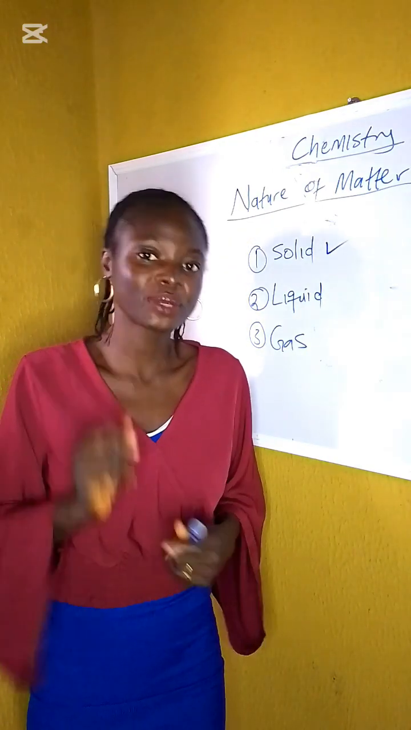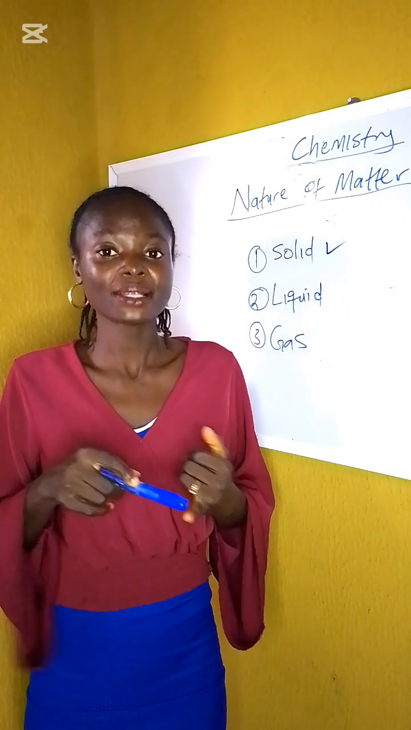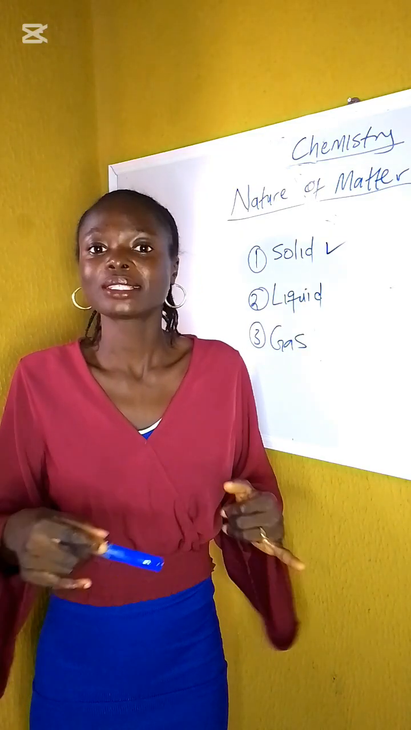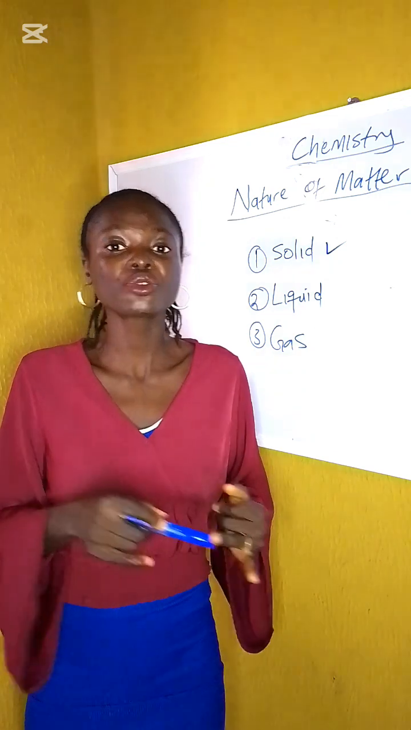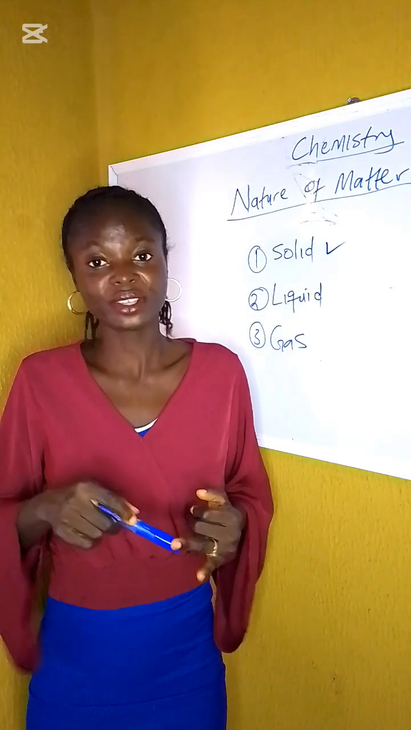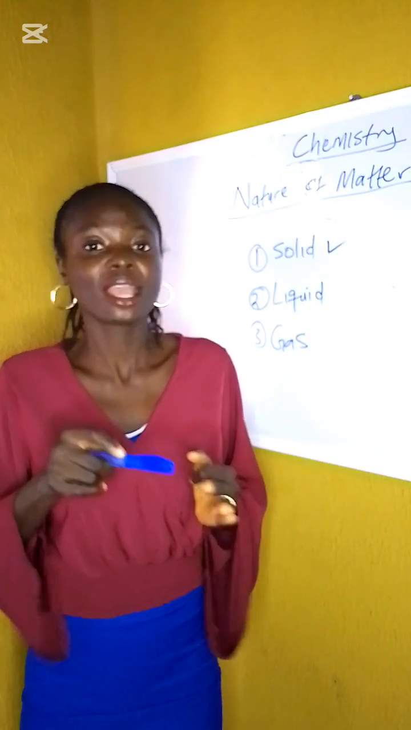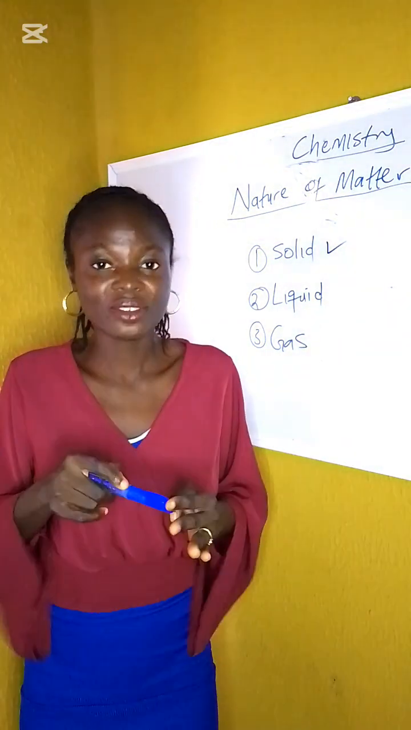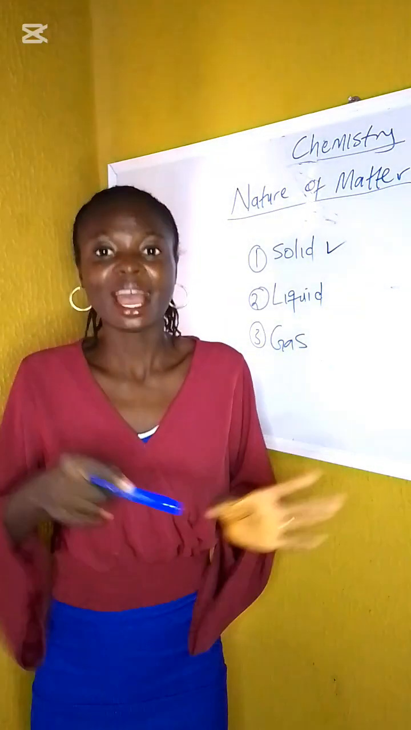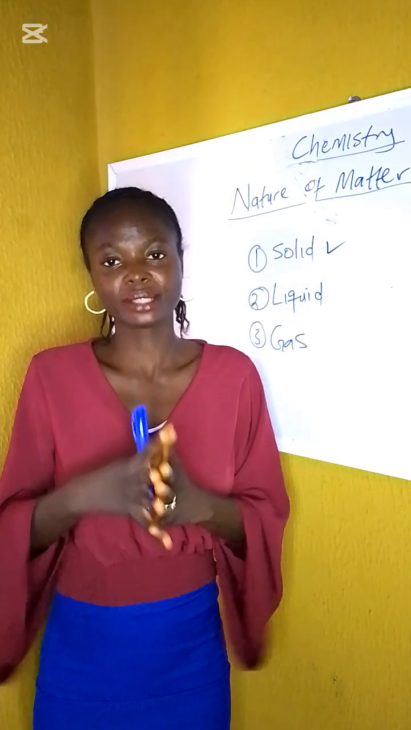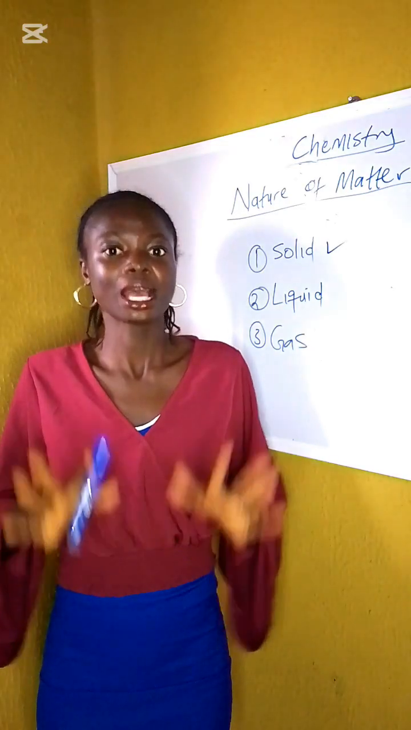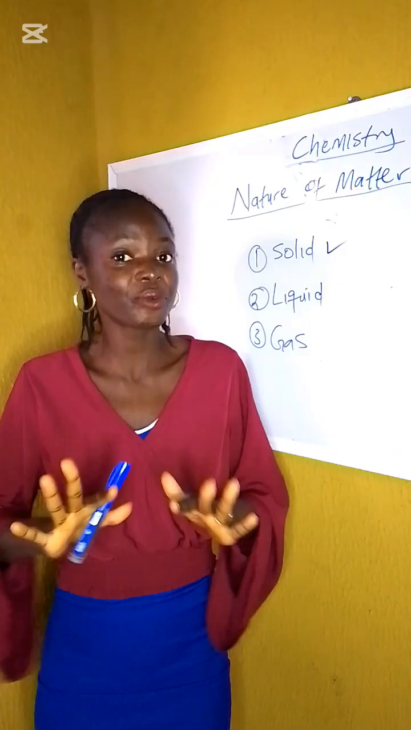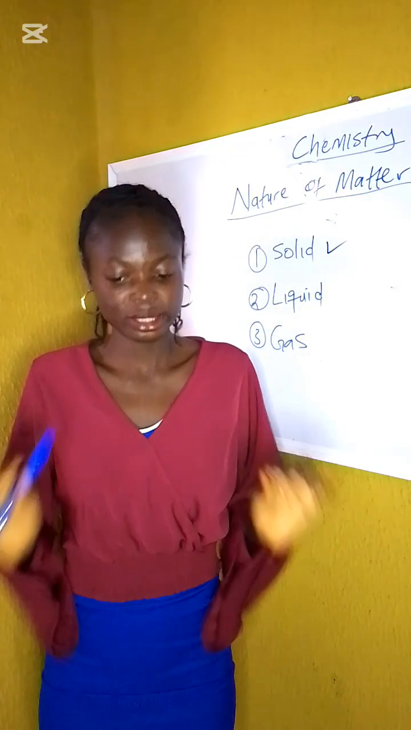So I've given you 5 properties of solids. Number one, their particles are tightly packed, and the particles move to and fro about a fixed position. Number two, they have definite shape. They have definite volume. They are very difficult to compress. Those are the 5 properties of solids.